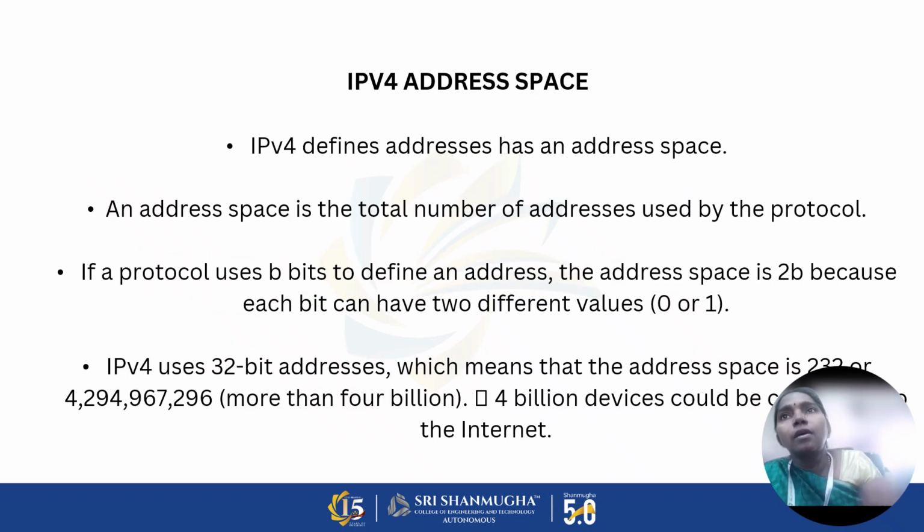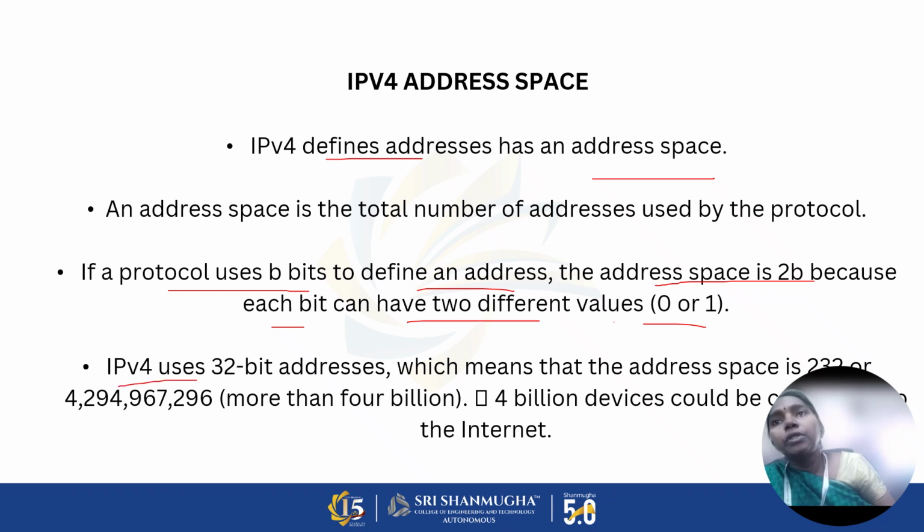IPv4 address space. IPv4 defines addresses as an address space. An address space is the total number of addresses used by the protocol. If a protocol uses B bits to define an address, the address space is 2^B because each bit can have two different values, either 0 or 1. IPv4 uses 32-bit addresses, which means that the address space is 2^32, or more than 4 billion, that is 4,294,967,296. So 4 billion devices could be used on the internet.